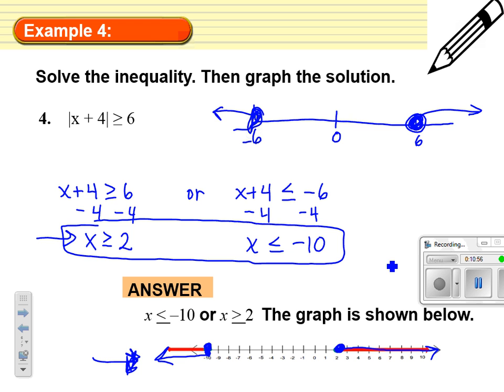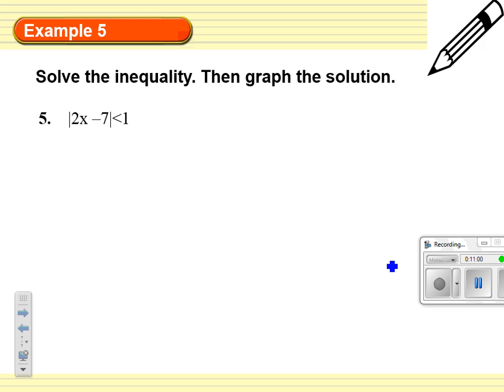So we're going to go ahead and do one more example, and then that'll be it for today. So solve this inequality and graph its solutions. The absolute value of 2x minus 7 is less than 1 unit away. So if I'm thinking about this, this is 0, this is 1, this is negative 1. I need to be less than 1 unit away. So I need to be between negative 1 and 1. That's where I need to be.